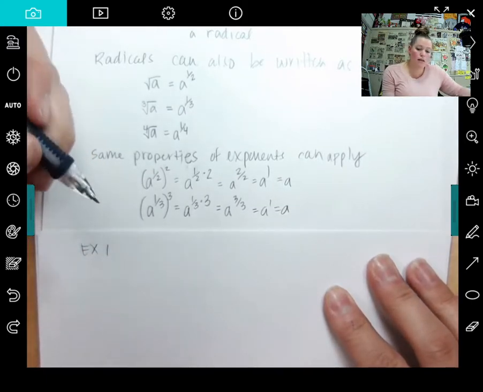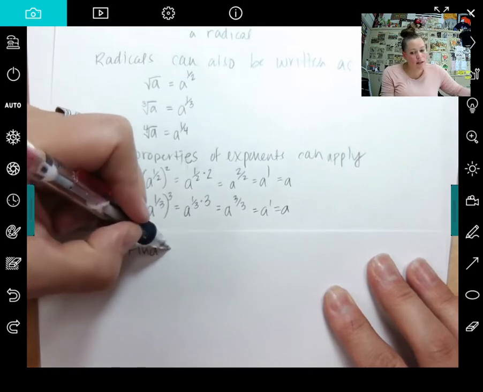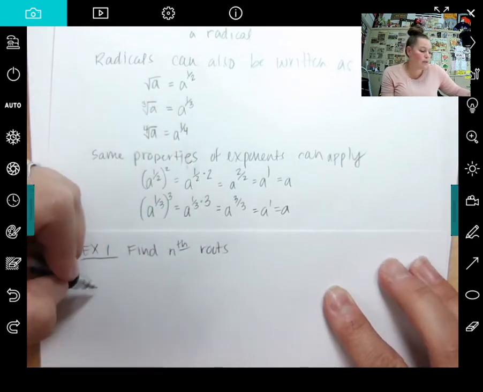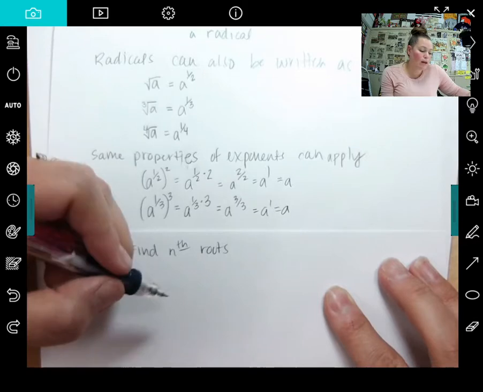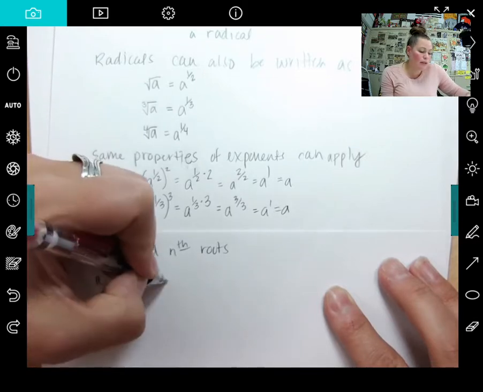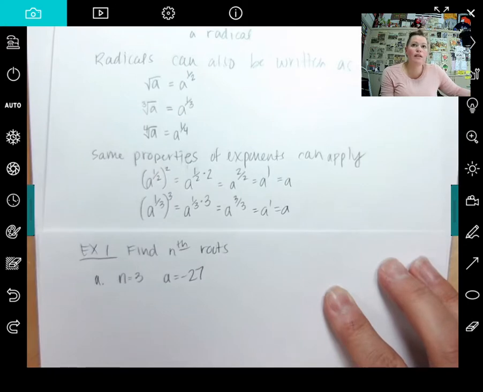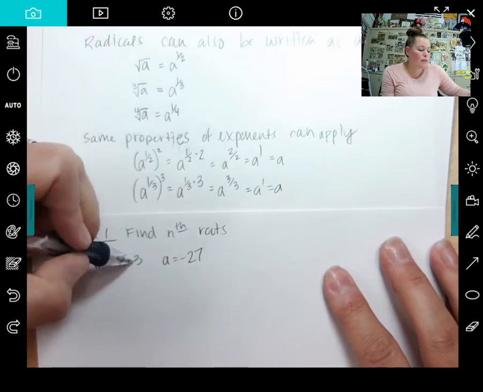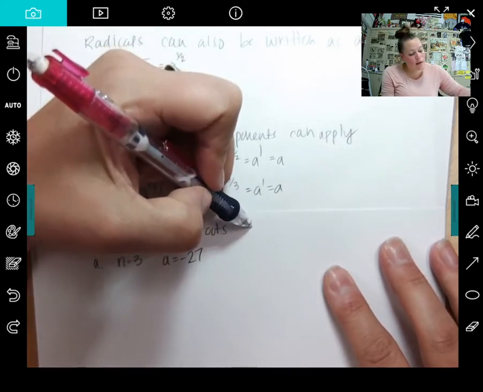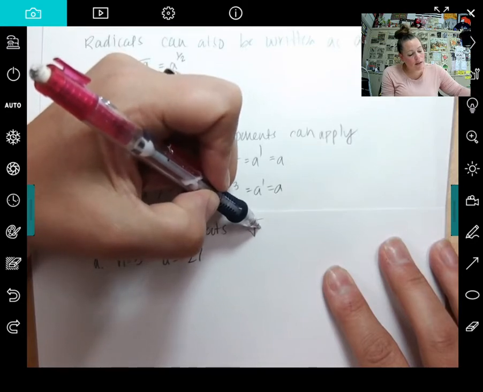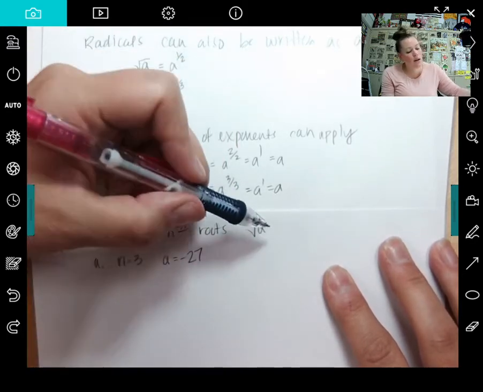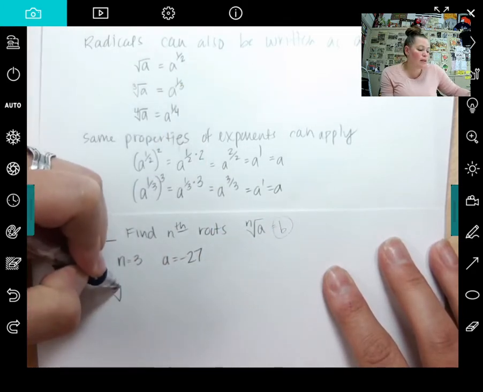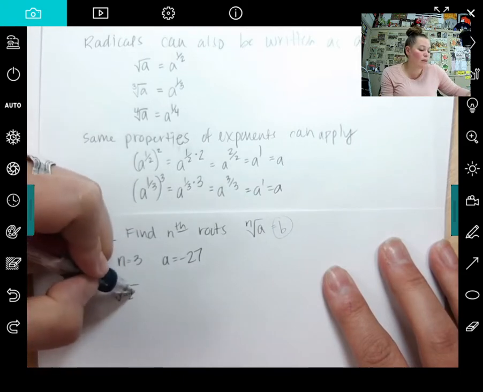Number 1. So the directions are to find the nth roots. For a, we are given that n equals 3 and a equals negative 27. So find the nth root. That means if we take our given values and set them up like this, we want to find what b equals. So 3 is going to be our nth root, so we're taking the cube root of negative 27.